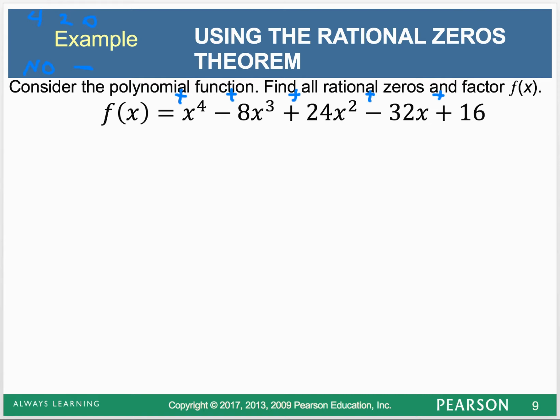Okay, so let's find our P's and Q's. Okay, P is factors of 16. So 1, 2, 4, 8, and 16. Q's are factors of 1. So if I divide all those by 1, that just stays the same. Okay, so now we're just going to start our dividing.